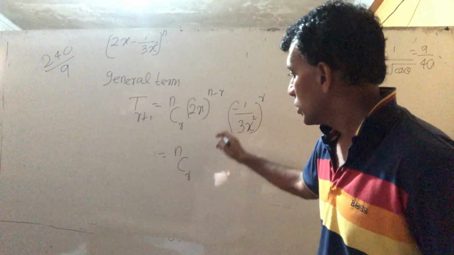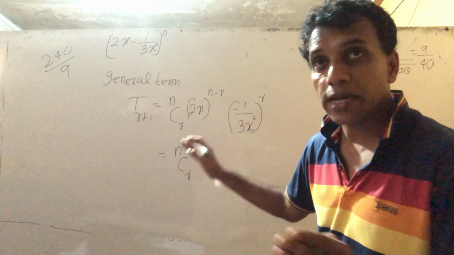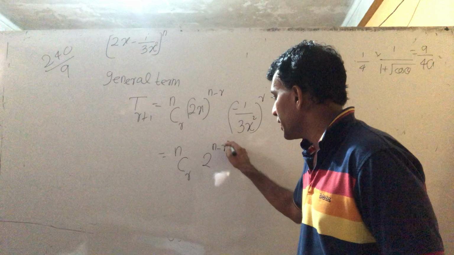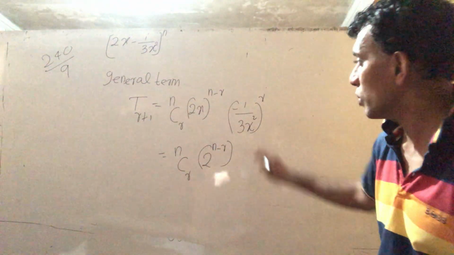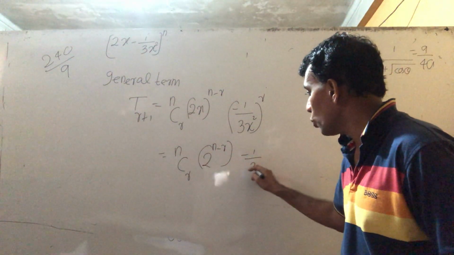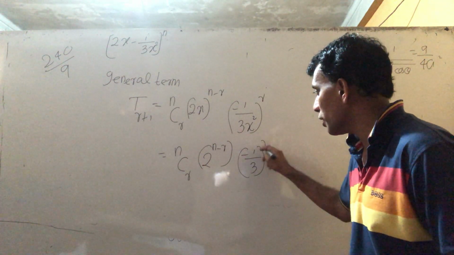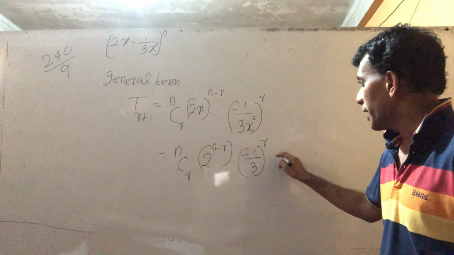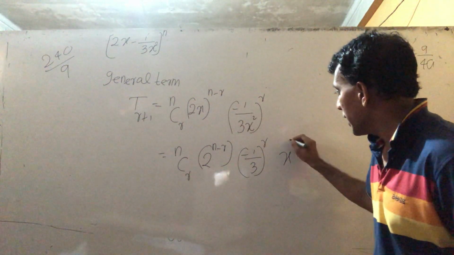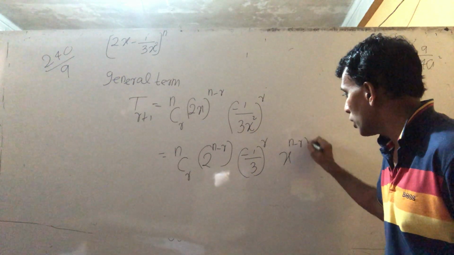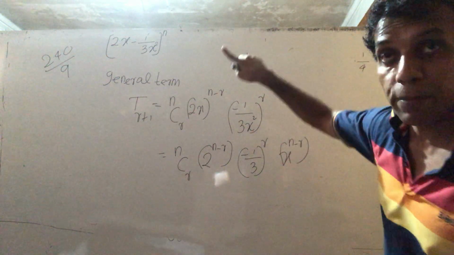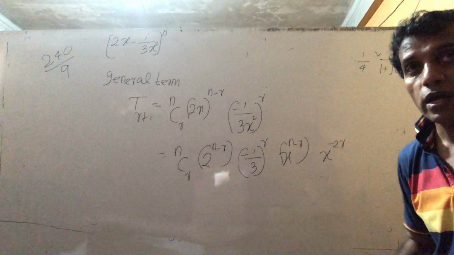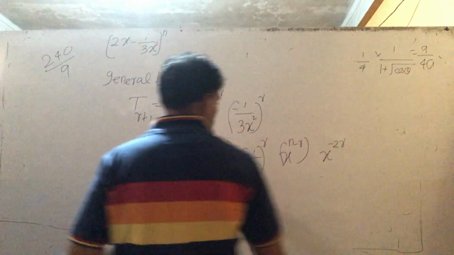nCr. Write the constant part separately: 2 to the power n minus r, next, minus 1 over 3 to the power r. Now write the x part completely. x to the power n minus r. If you take x squared up, what happened? x to the power minus 2r.